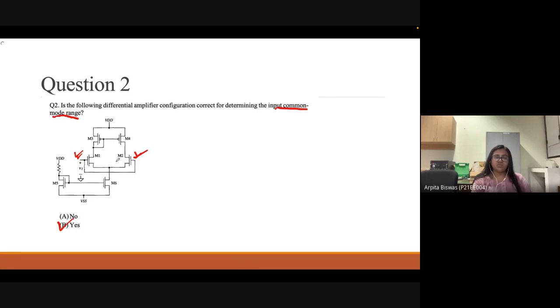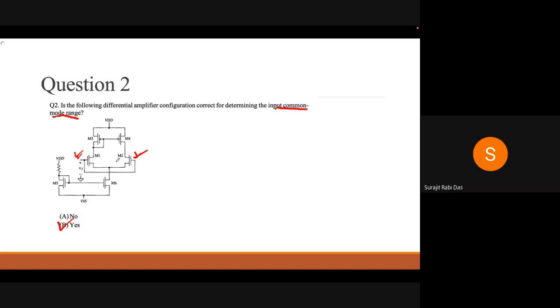It will be better then, in that case you will get your proper answer. But here, this is just a 1 mark MCQ question. Because the connection is a common mode connection, that's why you can find it.